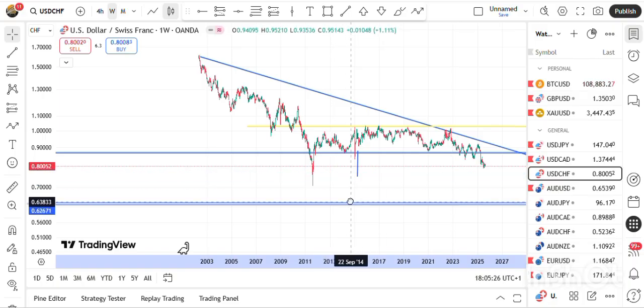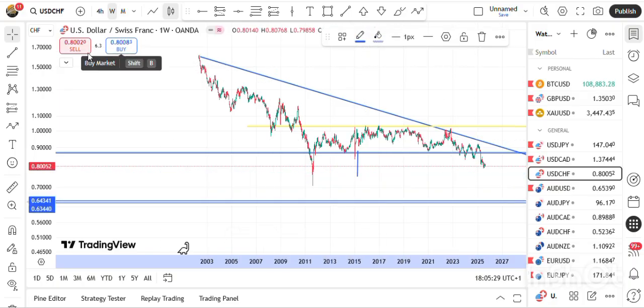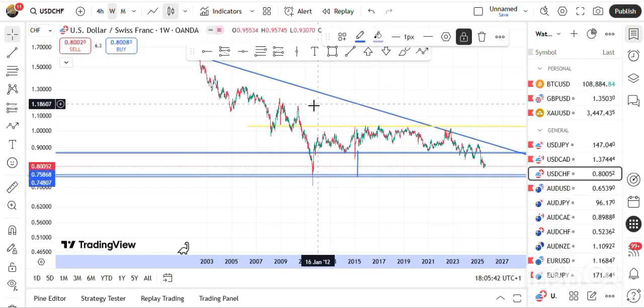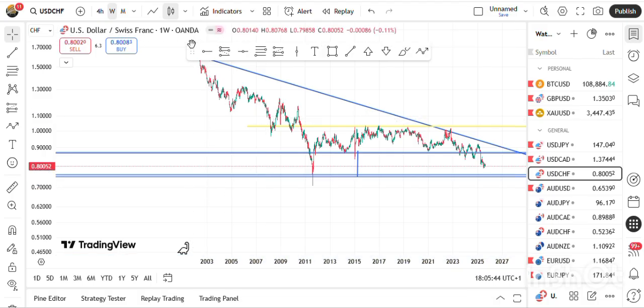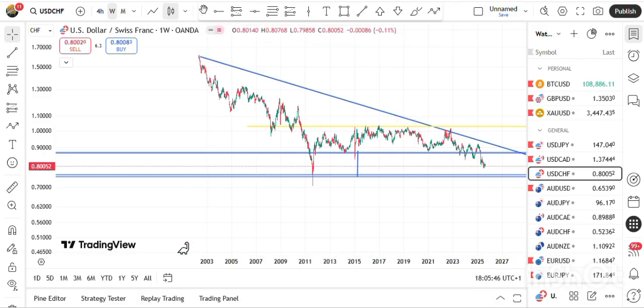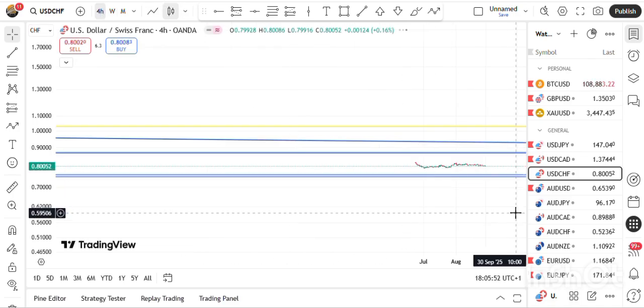Later on, I'll show you guys how to draw these support levels, and maybe in the next video I'll do a separate video for that. So we are not looking at USD CHF this week.